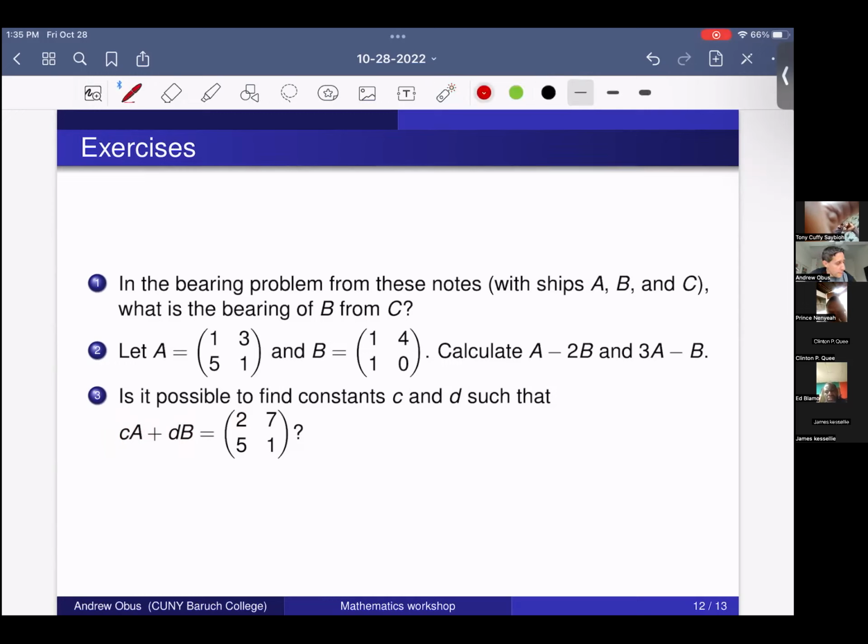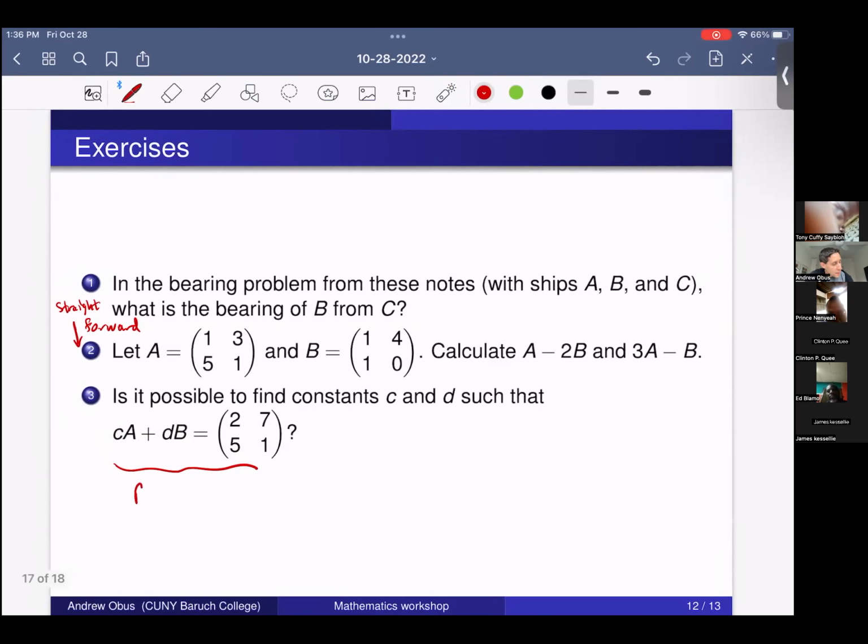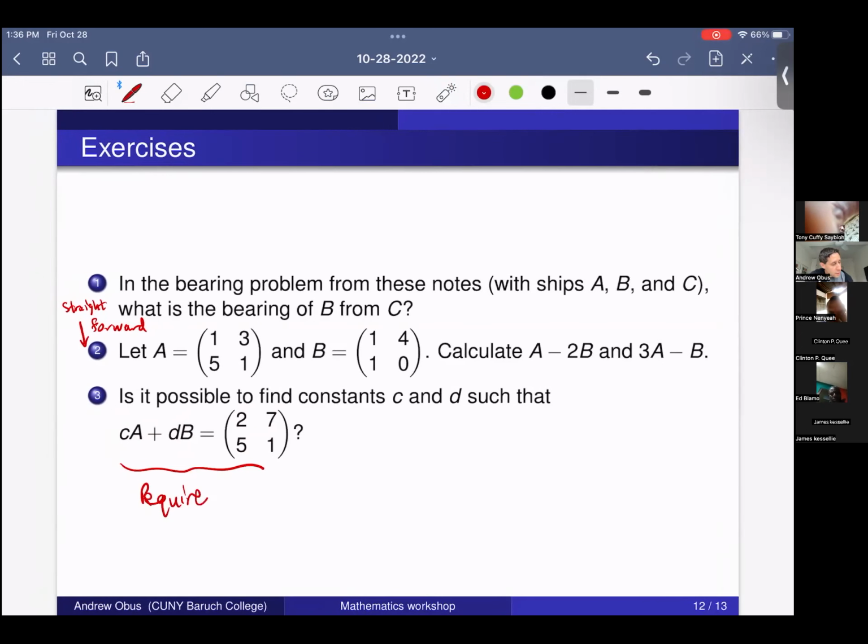Okay, so this one is straightforward. And this one is not that hard. It's not a very long solution, but it requires some thought. Okay, and maybe I won't give any more hints on this.